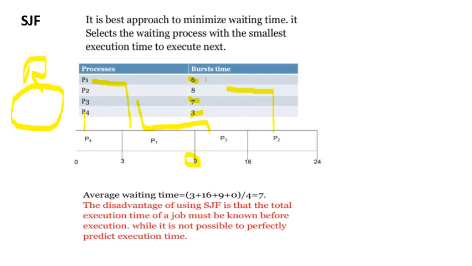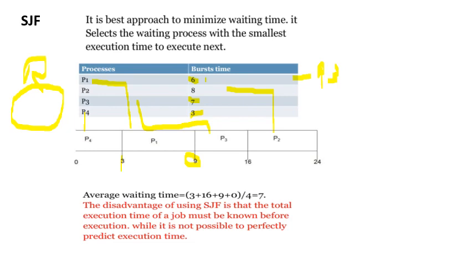Now, what will be the waiting time for the different processes? For process P1, the waiting time is, sorry, not 9 milliseconds, it is 3 milliseconds. Until 3 milliseconds, process P1 did not get the CPU. You can see that at the 3rd millisecond only, process P1 got executed.